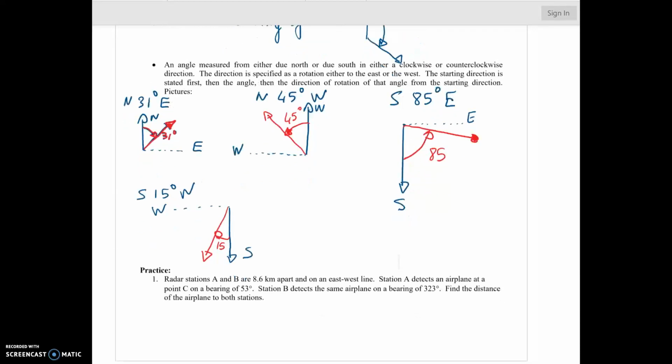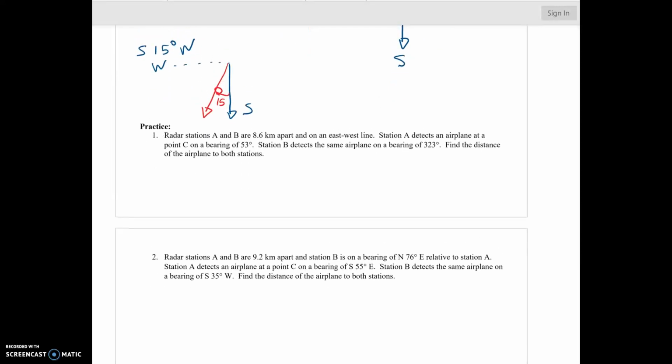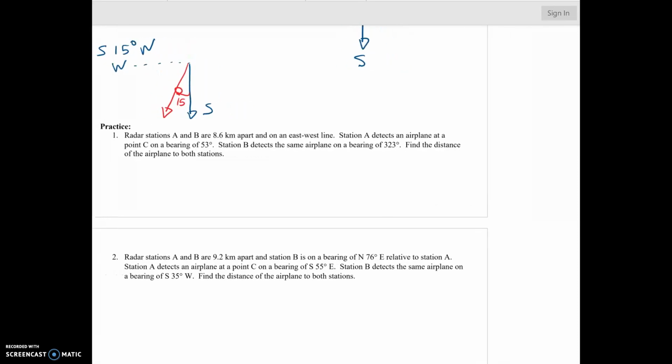All right, so now let's practice by working on problem number 1. We have radar stations A and B separated by 8.66 kilometers apart on an east-west line. Station A detects an airplane at a point C on a bearing of 53 degrees. Station B detects the same airplane on a bearing of 323 degrees. Find the distance of the airplane to both stations.